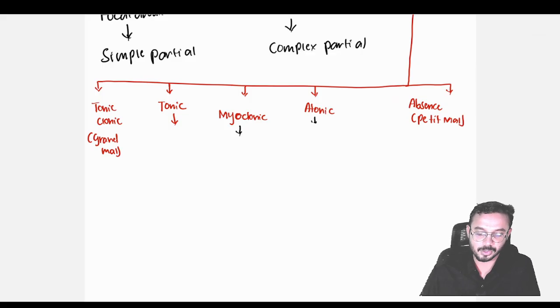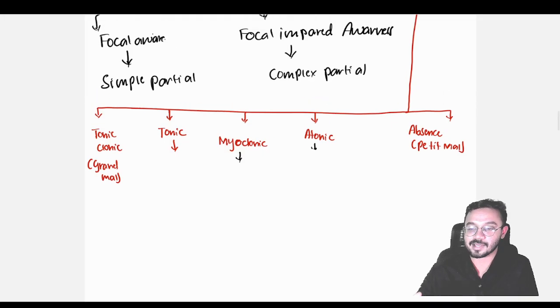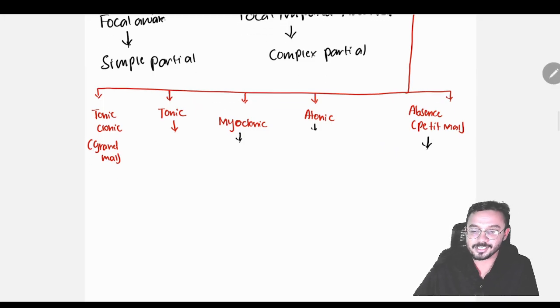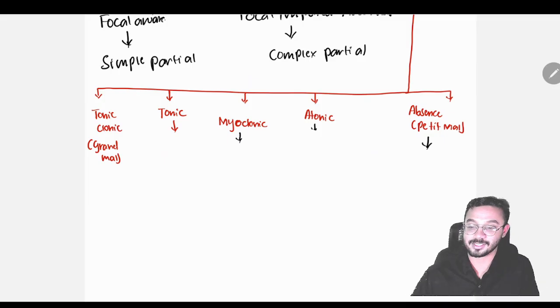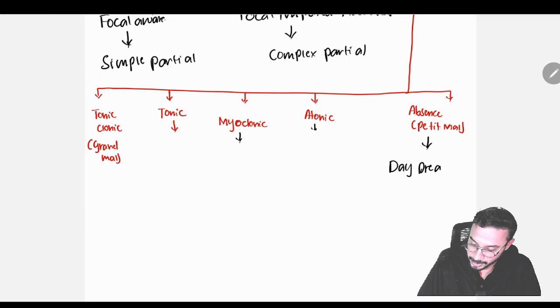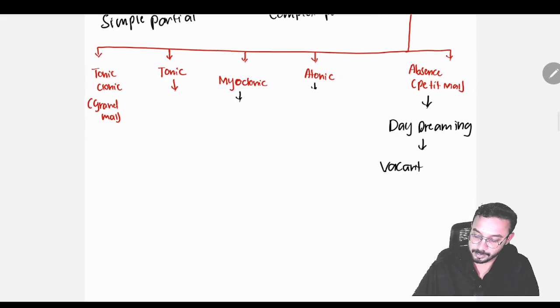No, so I will teach you. Absence seizures are also known as petit mal seizures. This usually occurs in children. If you go for a parent-teacher meeting, the teacher will tell you that your kid looks like a daydreamer, with vacant staring looks, and is not at all active. Very, very important point: they are daydreamers, and they have these vacant staring looks.